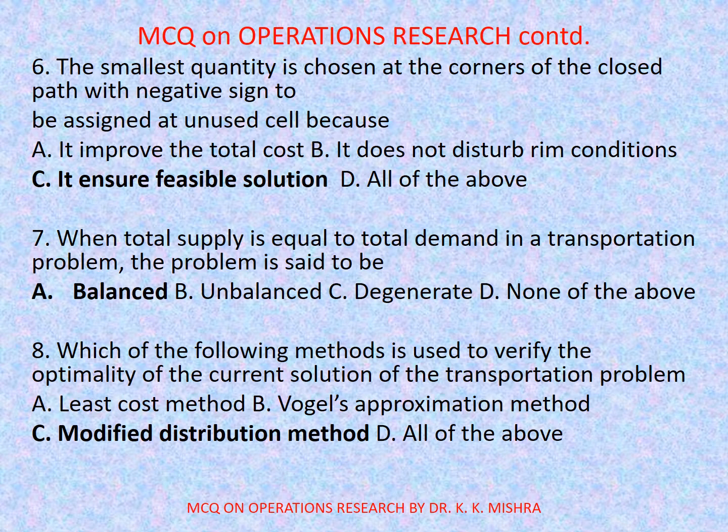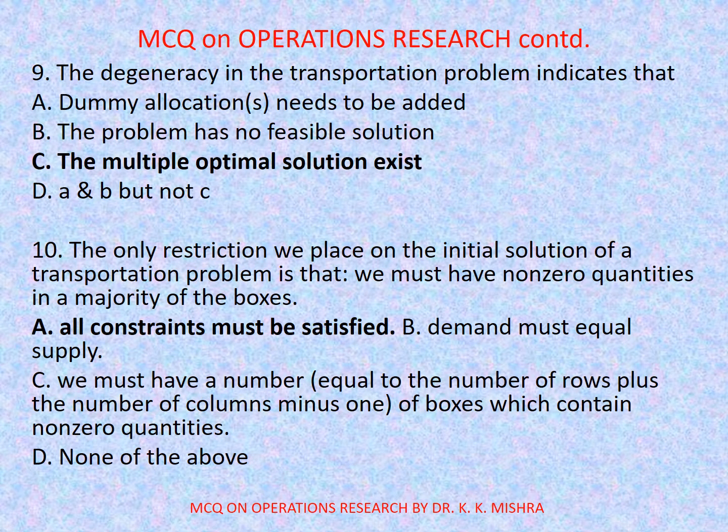8. Which of the following methods is used to verify the optimality of the current solution of the transportation problem? A. Least cost method, B. Vogel's approximation method, C. Modified distribution method, D. All of the above. Correct option is C. Modified distribution method. 9. The degeneracy in transportation problem indicates that A. Dummy allocations need to be added, B. The problem has no feasible solution, C. The multiple optimal solution exists, D. A and B and not C. Correct option is C. The multiple optimal solution exists.